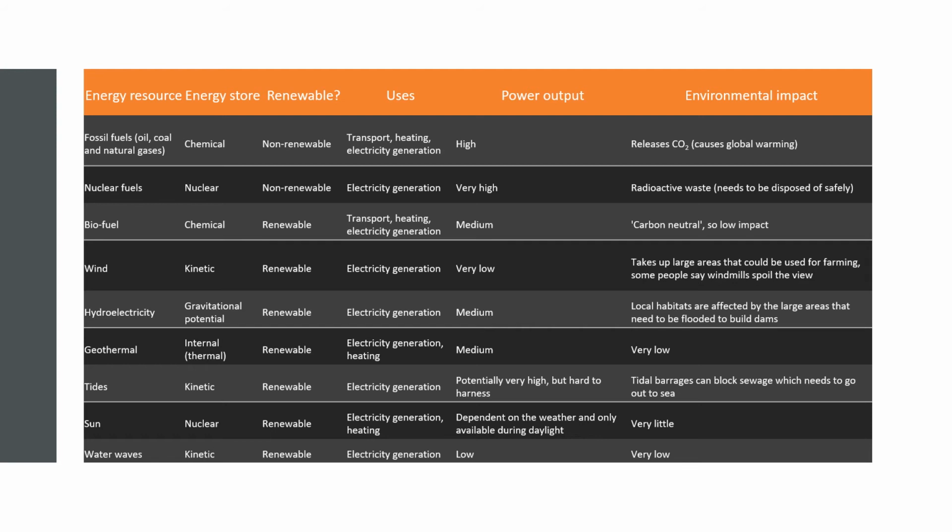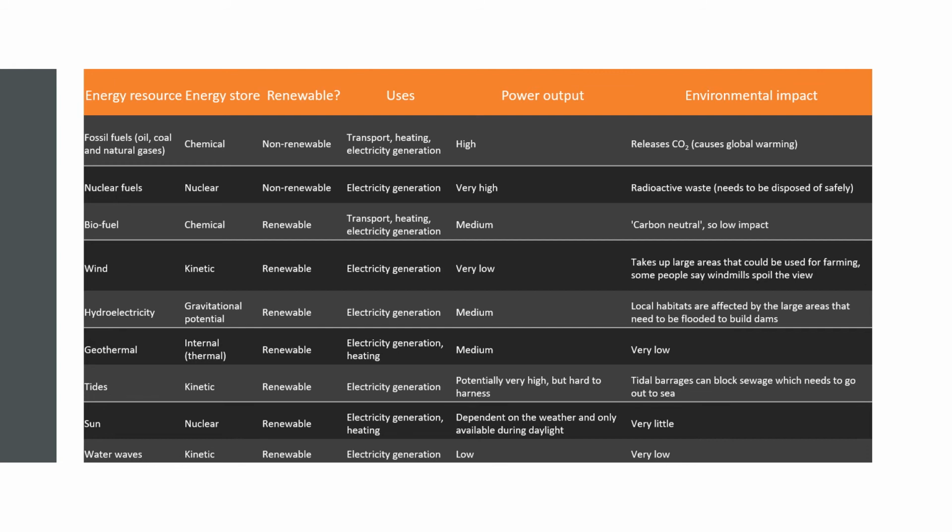Hydroelectricity is gravitational potential energy stored. Yes, it's renewable. Its use is electricity generation as well. Its power output is medium. Local habitats are affected by the large areas that need to be flooded to build dams. So hydroelectricity is dams. Geothermal is thermal energy or internal energy. It is renewable. It is used for electricity generation and heat, and its output is medium as well. And the environmental impact is very low.